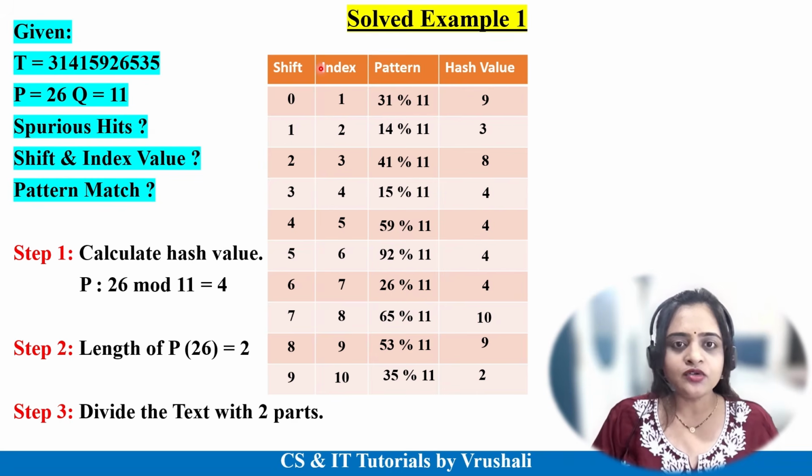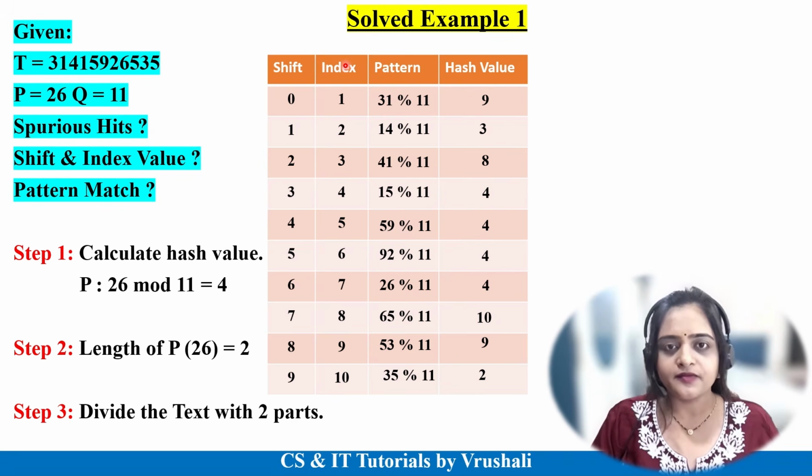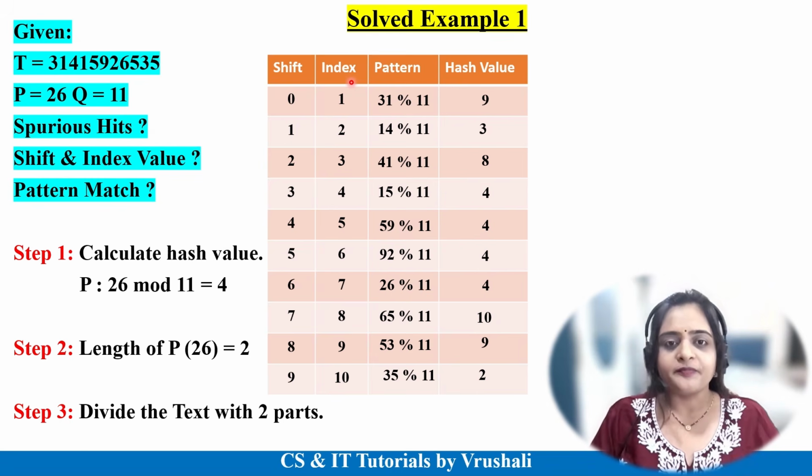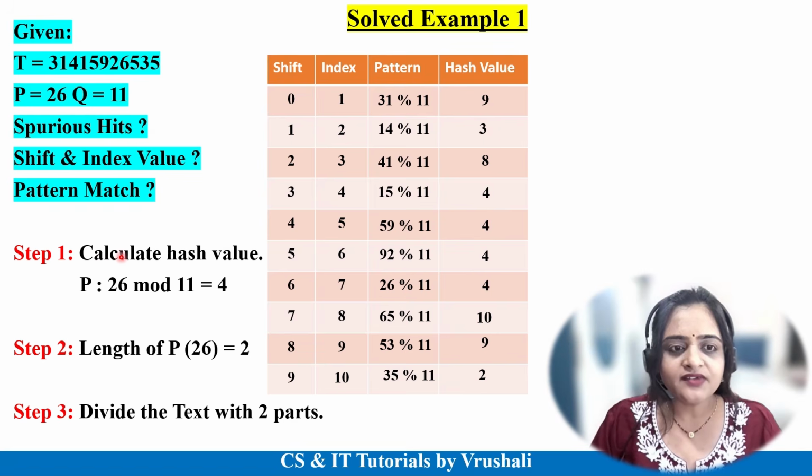Now again there are total 2 columns, shift and index. Always remember this: the shift value starts from 0 and the index value starts from 1. Index is always shift plus 1. Okay. Now the next step is to check what our hash value of pattern P is. That is 4. Right. You have to search for 26 inside this text.